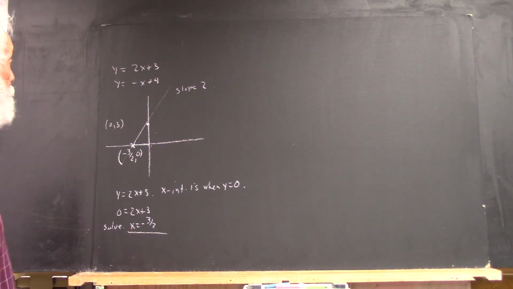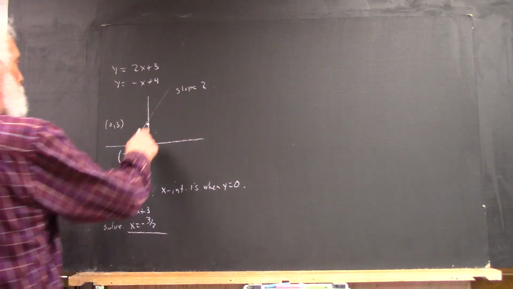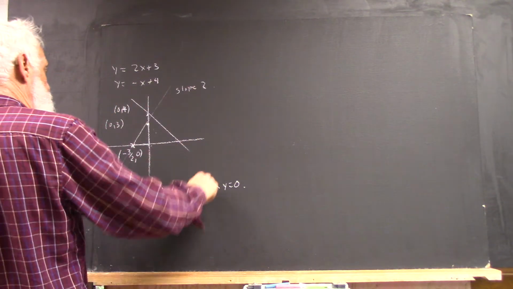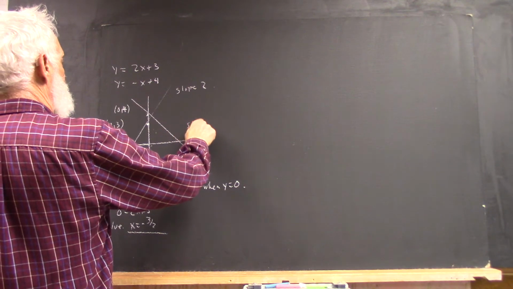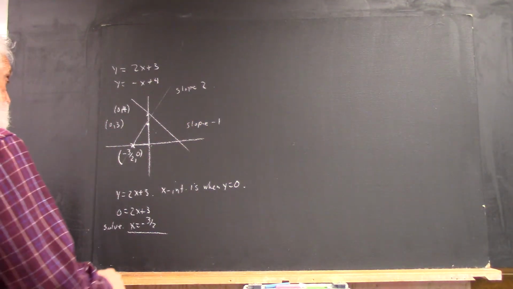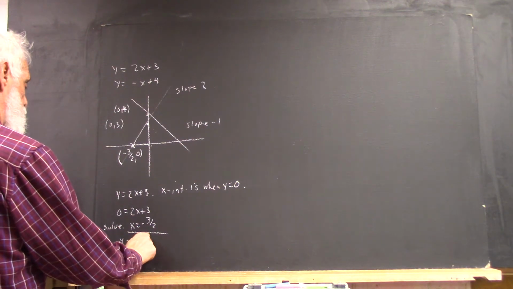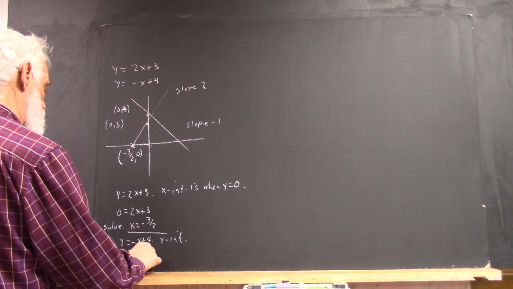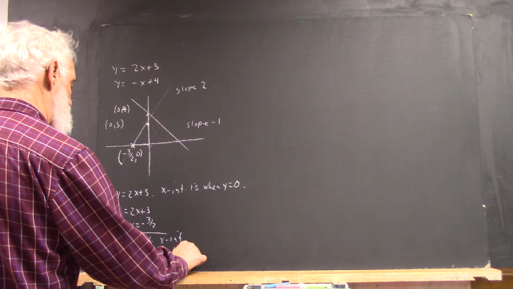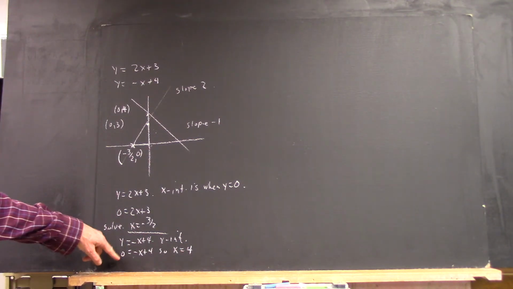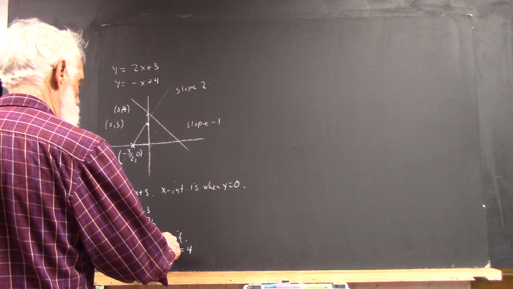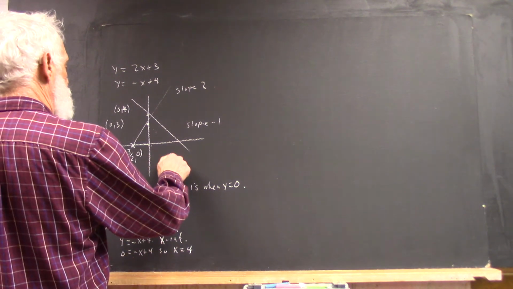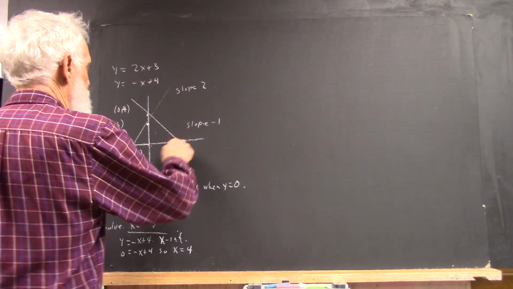Okay? Then the graph y equals -x plus 4. Here we've got (0, 4). And we've got a line with slope -1. The x-intercept occurs when y is 0. I wrote y-intercept. We solve that for x, we get x equals 4. So we have now the point (4, 0). Okay?